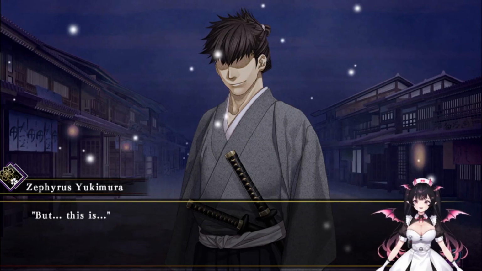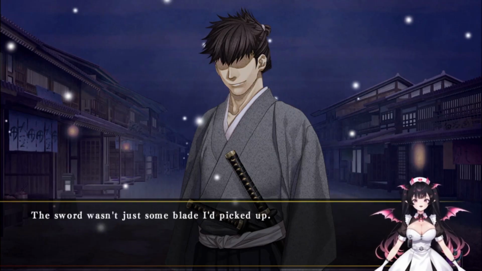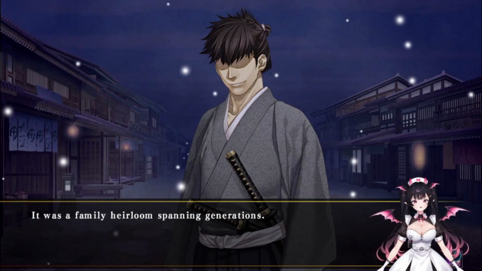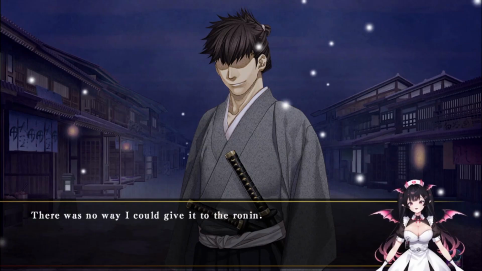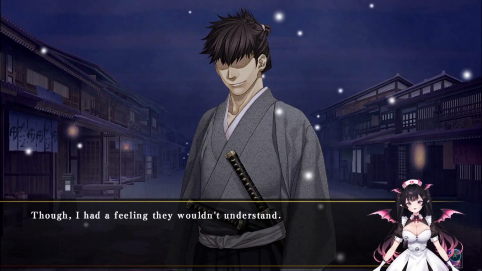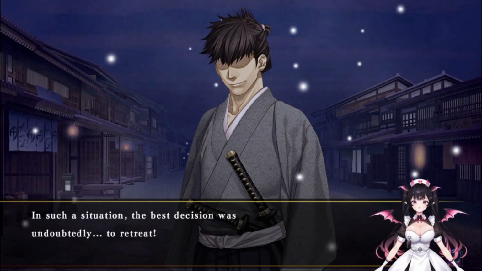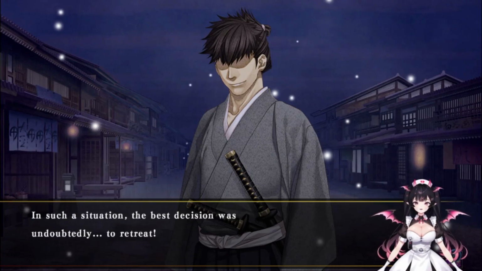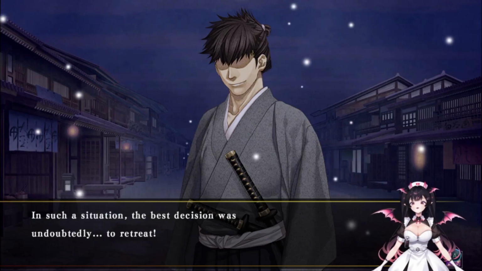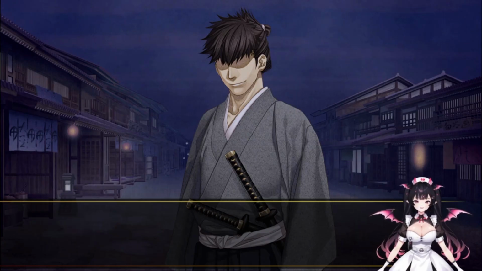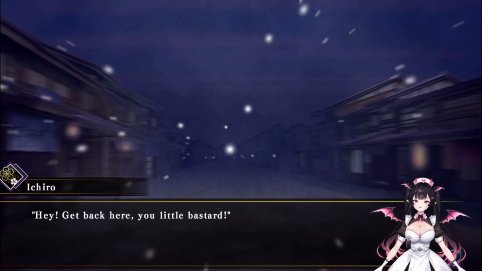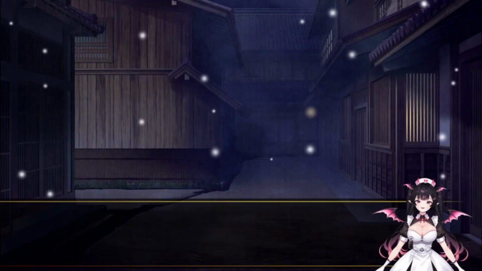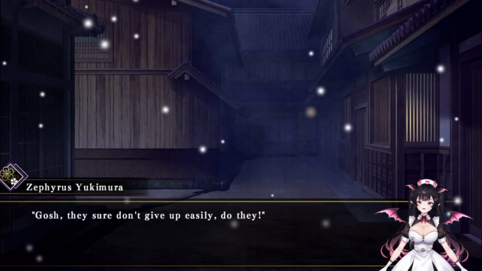Yeah, but the sword wasn't just some blade I'd picked up. It was a family heirloom spanning generations. There was no way I could give it to the Ronin. Though I had a feeling they wouldn't understand. In such a situation, the best decision was to undoubtedly retreat. I turned and ran as fast as my legs could. あ、おい、待ちやがれ小僧。 Oh, gosh, they sure don't give up easily, do they?